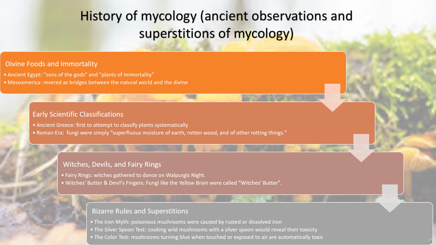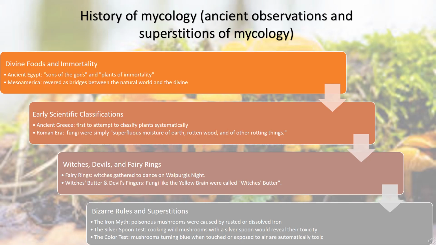4. Bizarre rules and superstitions. Without microscopes or chemical analysis, foragers and classical naturalists developed elaborate, often fatal myths to distinguish edible mushrooms from poisonous ones. The iron myth. Ancients believed poisonous mushrooms were caused by rusted or dissolved iron. Some believed that dangerous mushrooms only grew near the dens of venomous beasts, rotten clothes, or dung.